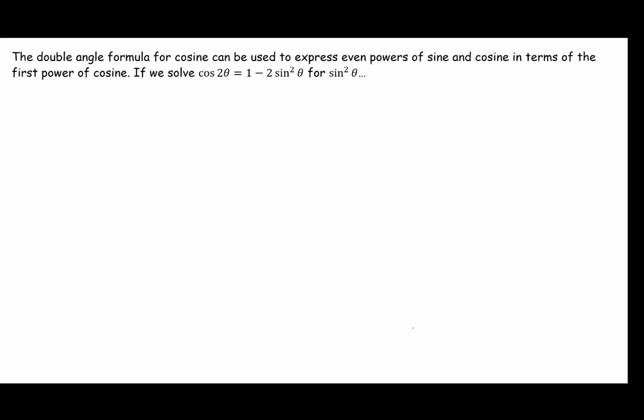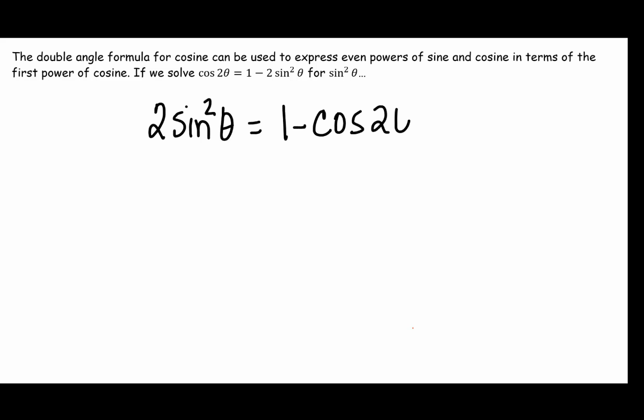Okay, the double angle formula for cosine can be used to express the even powers of sine and cosine in terms of the first power of cosine. So one of those versions of the cosine 2 theta identity or formula was cosine 2 theta equals 1 minus 2 sine squared theta. If we solve that equation for sine squared, we get sine squared by itself in that equation, move it to the left, and then move the cosine 2 theta to the right. We're going to have 2 sine squared theta equals 1 minus cosine 2 theta.